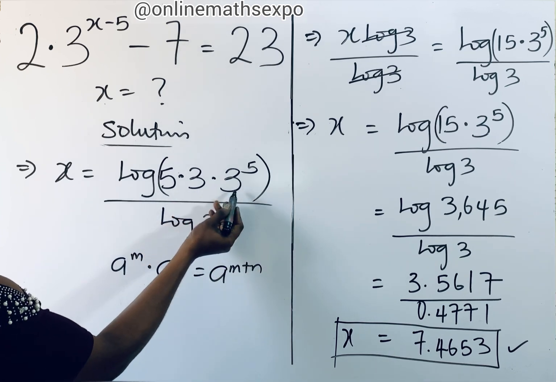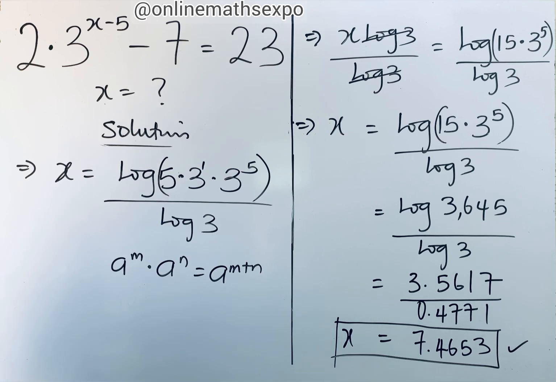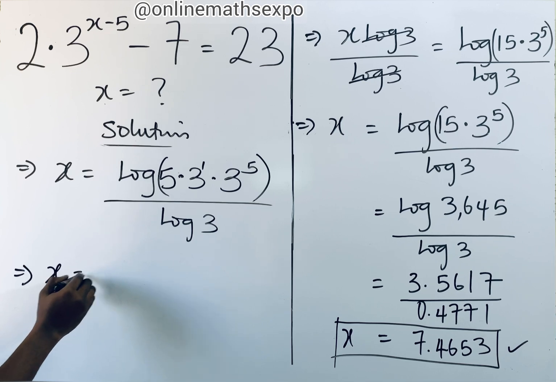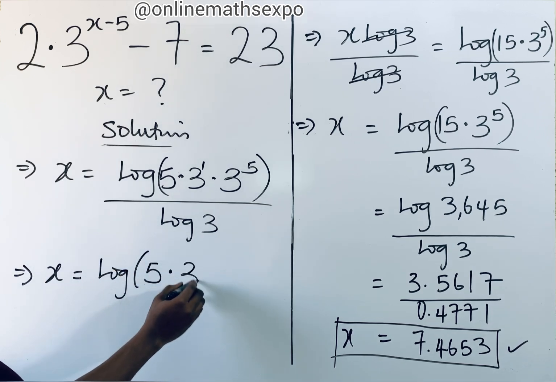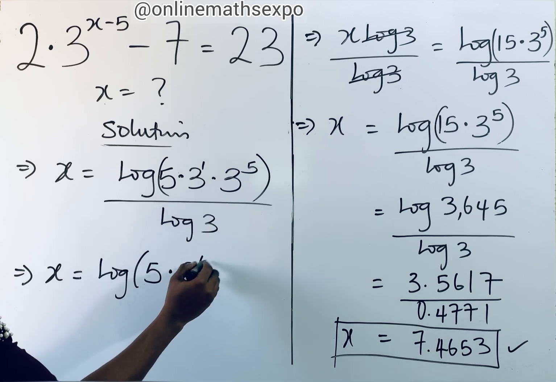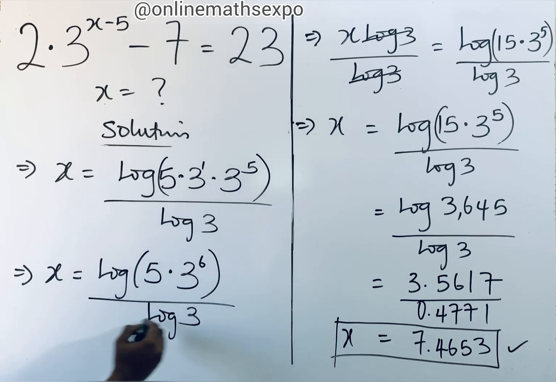So you see that these bases are the same. A number without a power has a power of 1. So you can add these two powers. So if you are simplifying, you are going to have x is equal to log of 5 multiplied by 3 to the power of 6. Add this, it gives you 6. Did you see? And it is divided by log of 3.